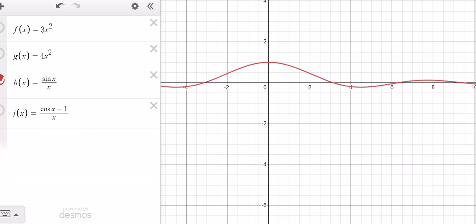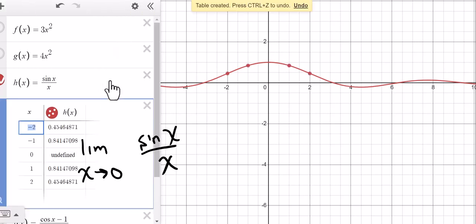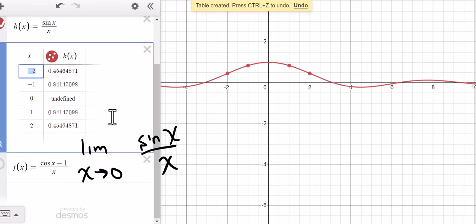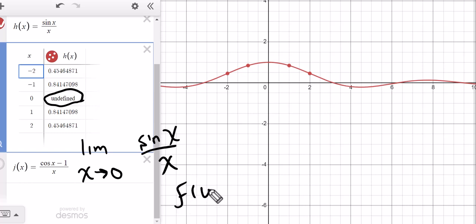Part C. This one's a beauty. So let's go ahead and add a table to this one. We're interested in 0, and you'll note already that we're into some problems. This one is saying undefined. So obviously there's a hole. Obviously, for this function, f of 0 is undefined.